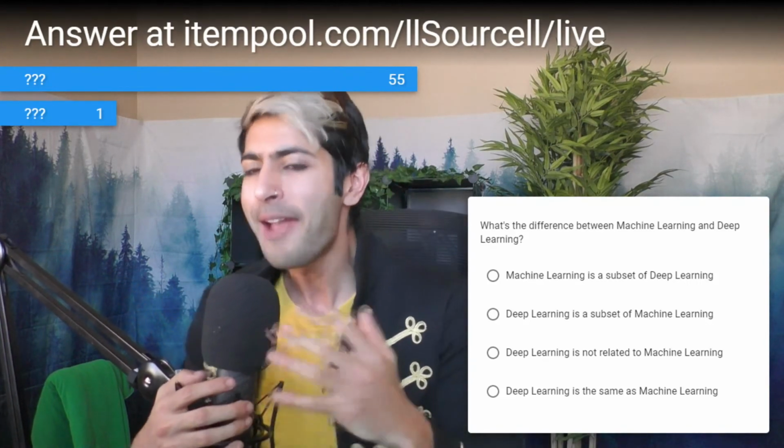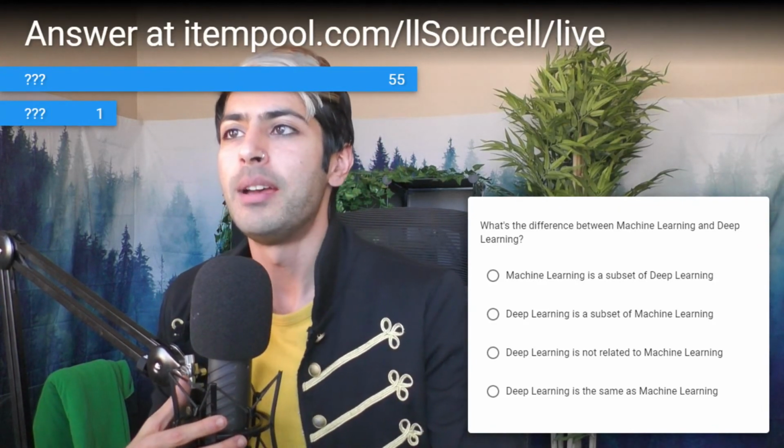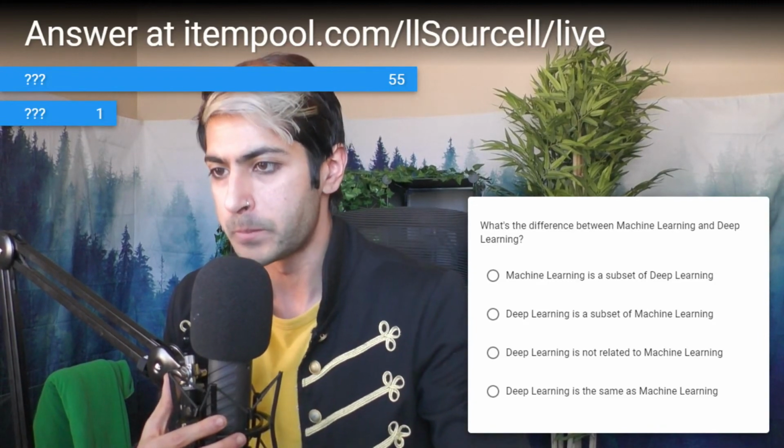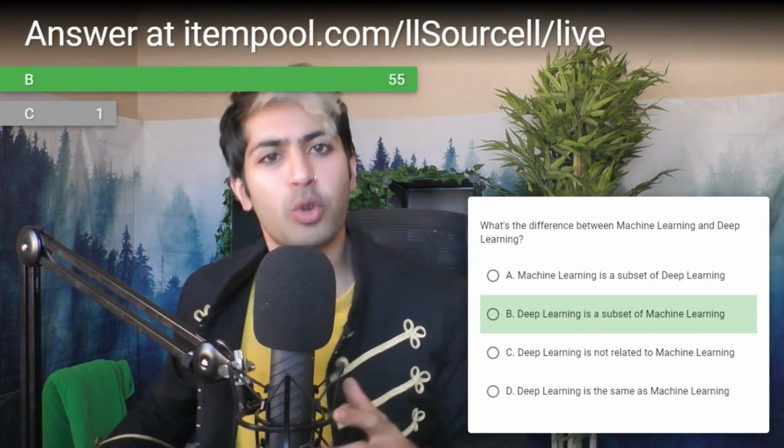All right, so let's see what the answer was. Every single person knew the answer to this question except for one brave person who thought it was different. Let's see what the answer is. The answer is that deep learning is a subset of machine learning. You guys are making me proud by knowing the answer to that question. Good job, you get a sound effect. Congratulations for getting question 2 correct.